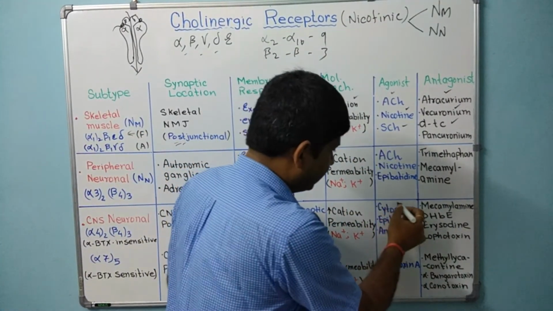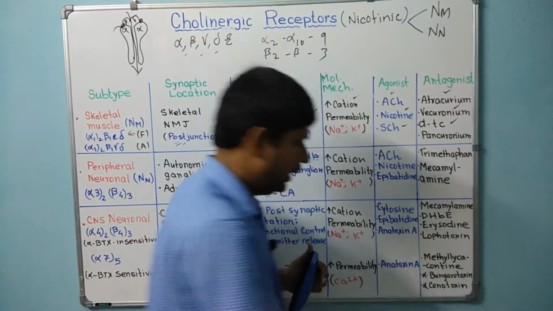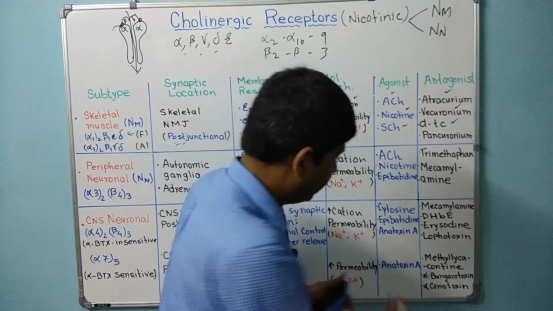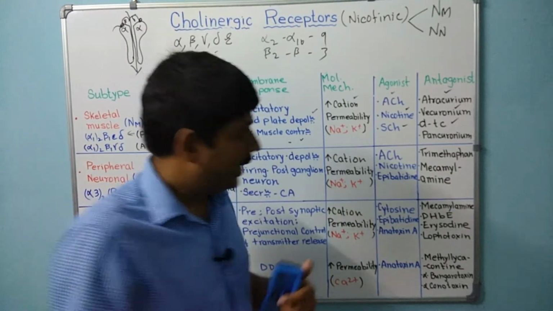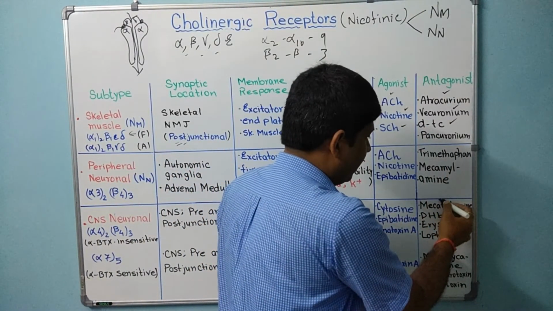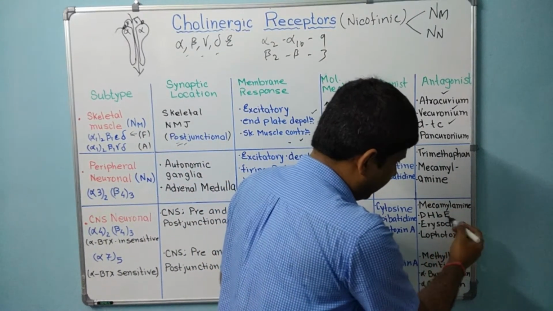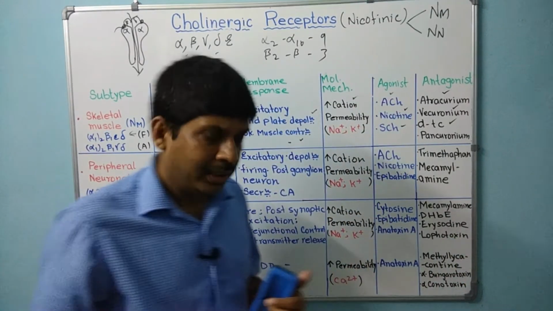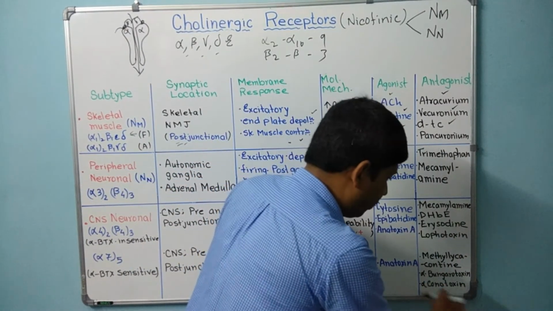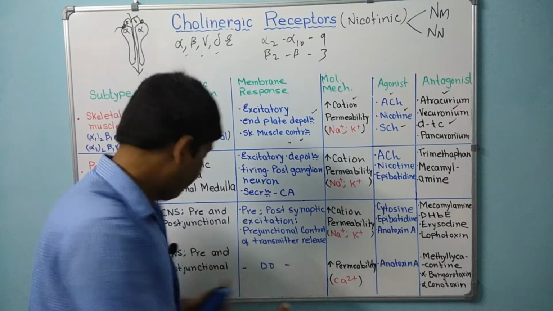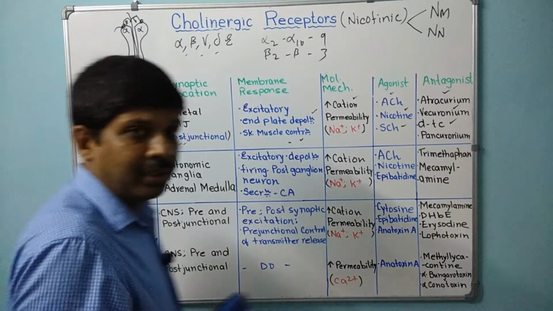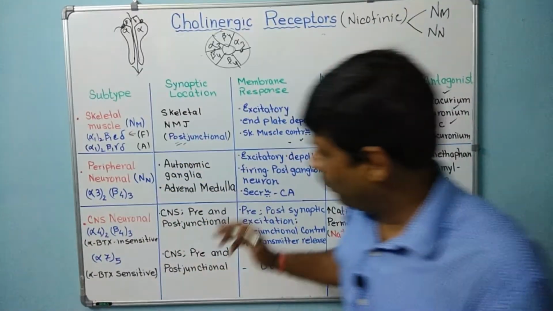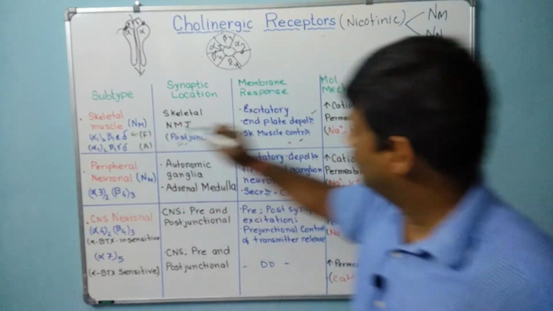Here the agonists are cytisine, epibatidine and anatoxin, and here the agonist is anatoxin. Whereas for antagonist it can be mecamylamine, dihydro-beta-erythroidine and lophotoxin, and here the bungarotoxin and conotoxin are the important antagonists for this type. Now coming to the configuration, one more example is of this type.